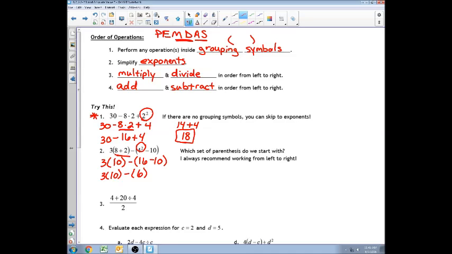Whenever I have something outside of a parenthesis and I have simplified everything on the inside of the parenthesis, this is really a multiplication problem. So I want to multiply. So 3 times 10 would be 30. This is really negative 1 times 6, so that would be negative 6. 30 minus 6 would end up being 24. If you use order of operations on those problems, they're actually not overly difficult.